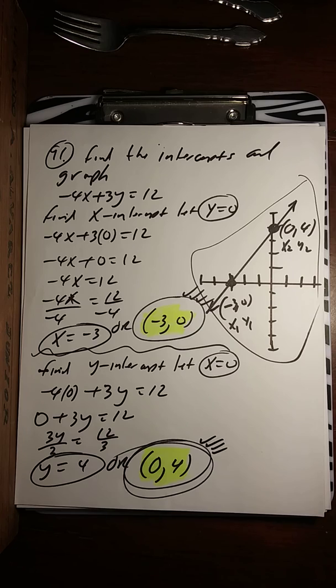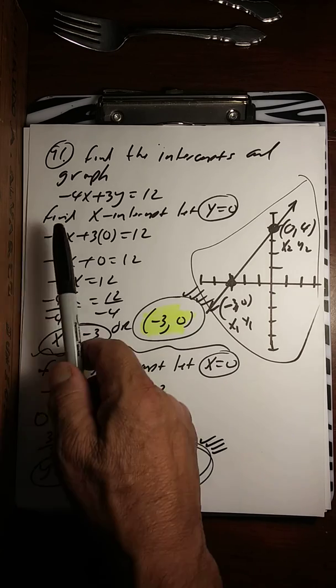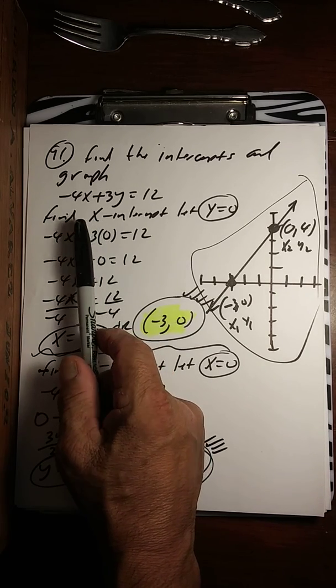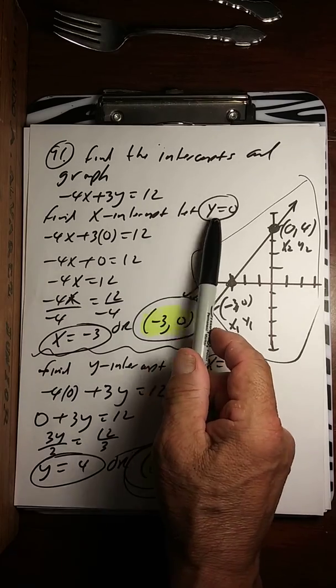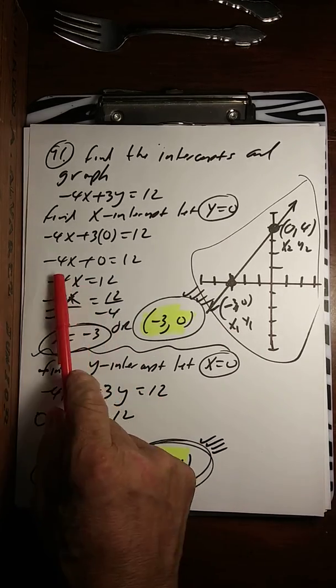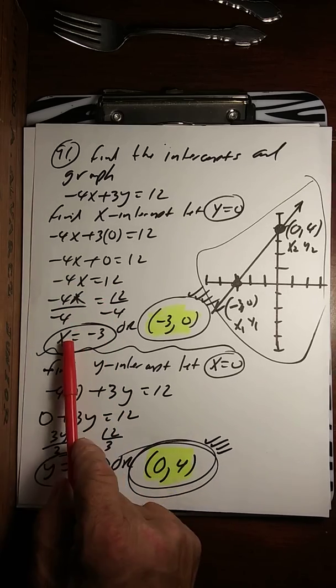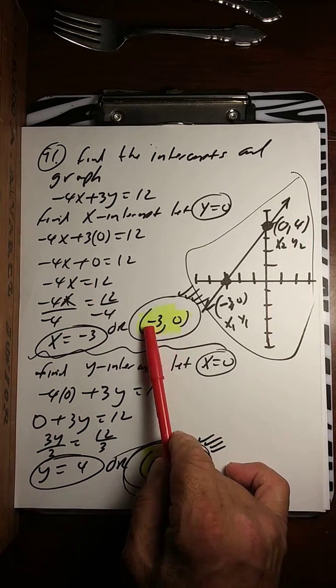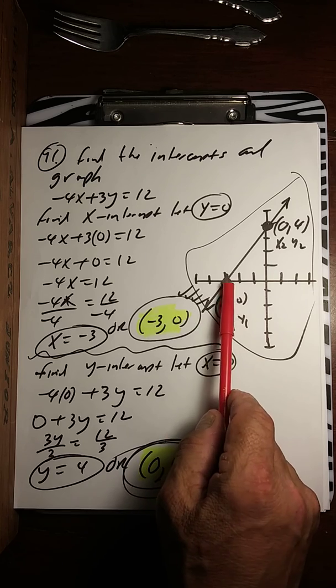Find the intercepts and graph. Alright, so let's find the x-intercepts of this first. So to find the x-intercept, y equals 0. So put a 0 there. That's going to be 0. And that's going to be -4x is this. Divide by -4, so x equals -3. So -3, 0 is a point.